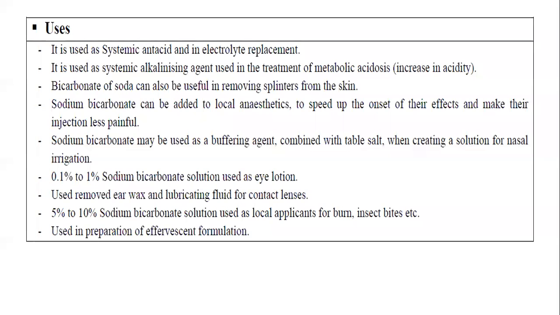Coming to the next one, it is used as a systemic alkalizing agent in the treatment of metabolic acidosis. Whenever there is a decrease in the pH, that is, when you have acidity, you can use this in the treatment. It will help in alkalizing the body's pH. That is why it is called a systemic alkalizing agent. Next, bicarbonate of soda can also be useful in removing splinters from the skin. Do you know what splinters are?